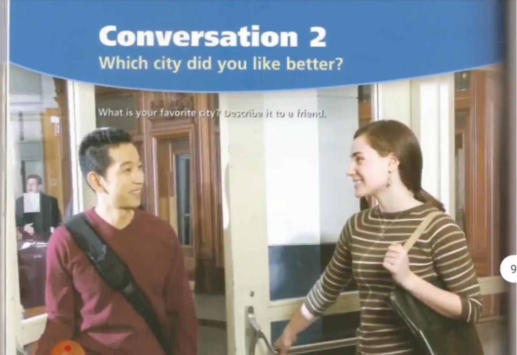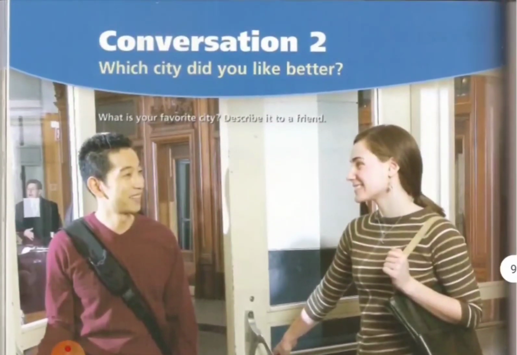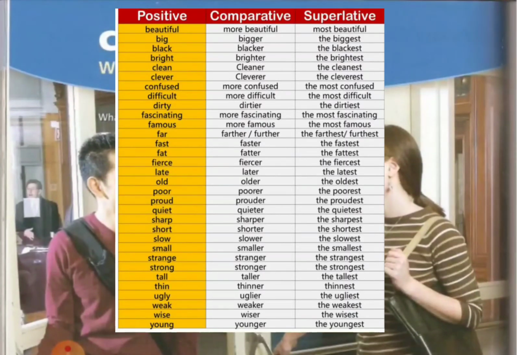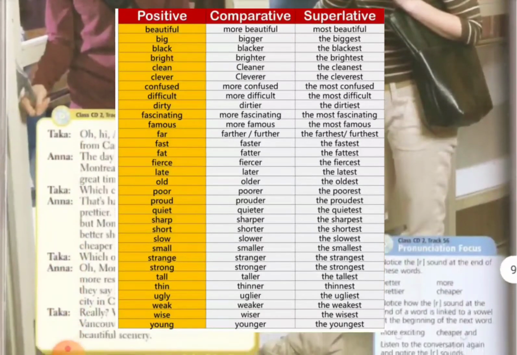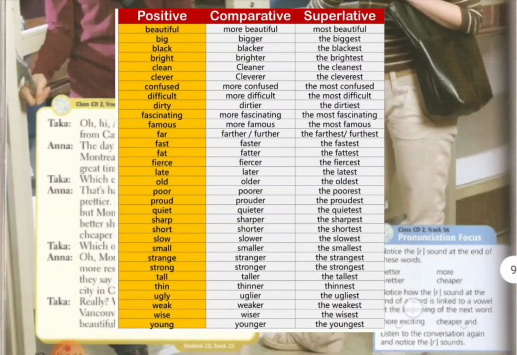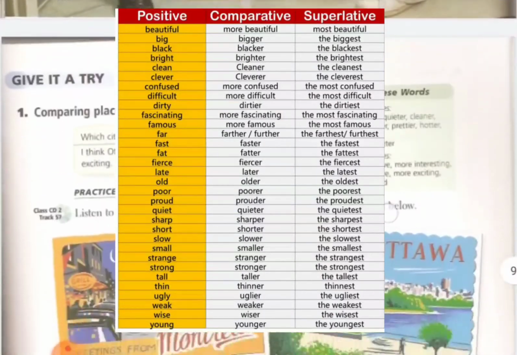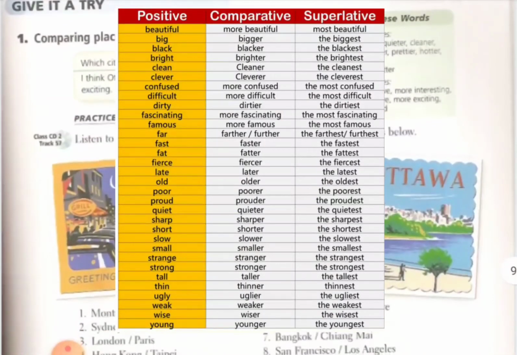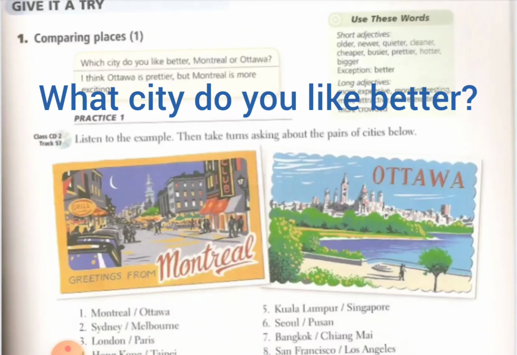And then in here we have part 2, which is conversation 2, in which we make comparison between two places, two locations, or two cities. And specifically in here I focused on the fact that we use the comparative degree so as to compare two places. I am also not going to read the dialogue because we already did. Comparing places: which city do you like better, Montreal or Ottawa?